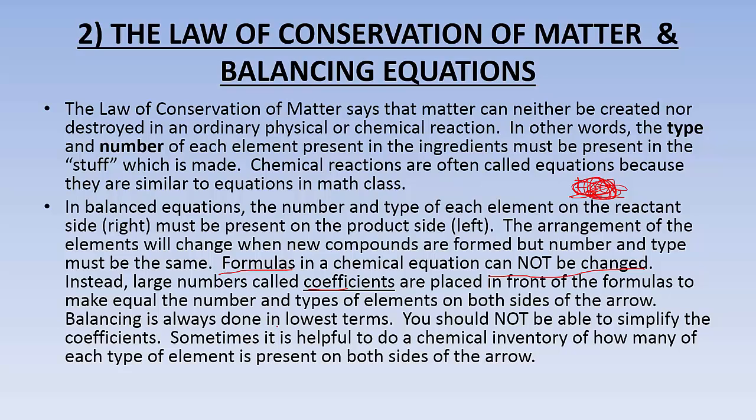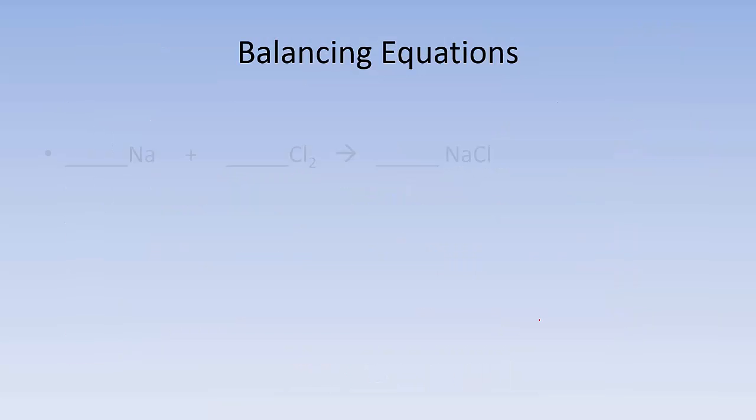Balancing is always done in lowest terms. So if you had something where it's like, oh, well, I got 2, 4, 2, and 2 as my coefficients, that's not the lowest. You can simplify that to 1, 2, 1, and 1. I'll show you in a couple of examples. All right, so let's take a look.